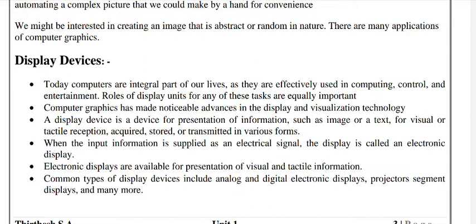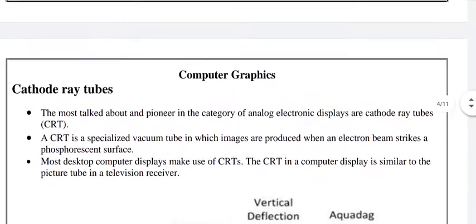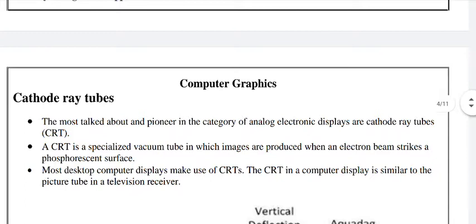Here we have different kinds of display devices, including a projector, segment display, or television, or the different kinds of screens, like touch screens. Those are called display devices. Now let us talk about a commonly used display device in computer graphics. This is called the cathode ray tube, CRT. Most display devices are a part of the CRT itself. CRT becomes the base for each and every display device we see in our system.